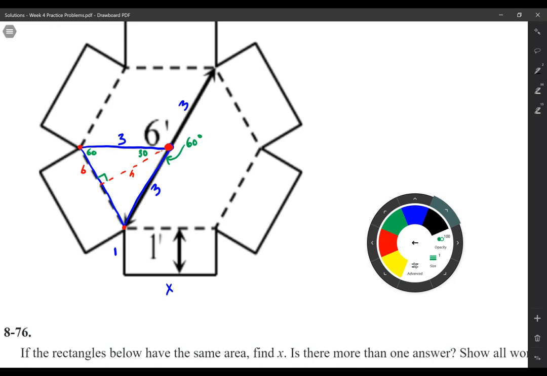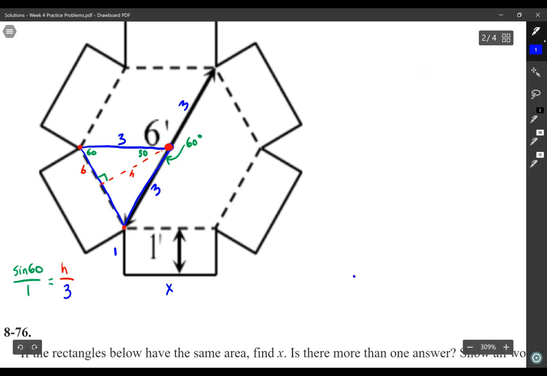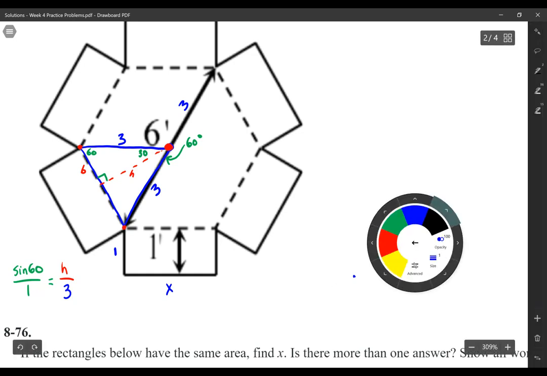First things first, if we took sine of 60, that 60-degree angle, sine is always opposite over hypotenuse. So opposite is going to be that h, and then the hypotenuse is going to be 3. So when we cross multiply to figure out the value of h, when you take 3 times sine of 60, we get 2.6. So our height is actually going to be 2.6. So now that we have our height, we just need to find our base. And in fact, when we find the base, we need to double it.